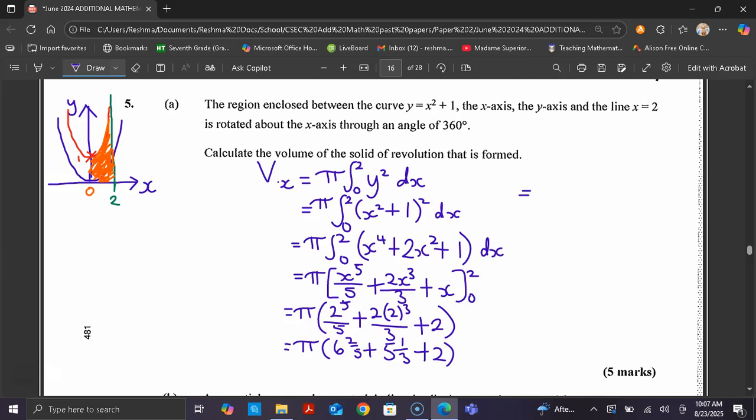Okay, so let's add together 6 2/5 plus 5 1/3 plus 2, which will give 13 and 11 over 15. And of course, don't forget pi. And of course, we would have our units. Since we're dealing with volume, it's units cubed. So this is our volume of solid of revolution.